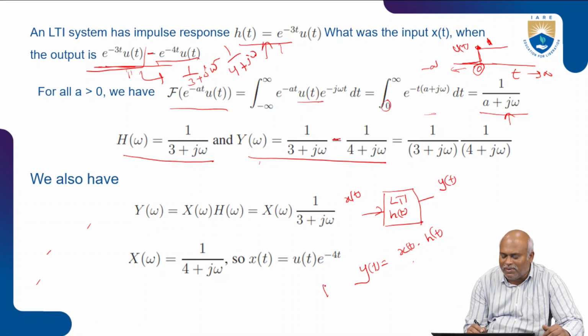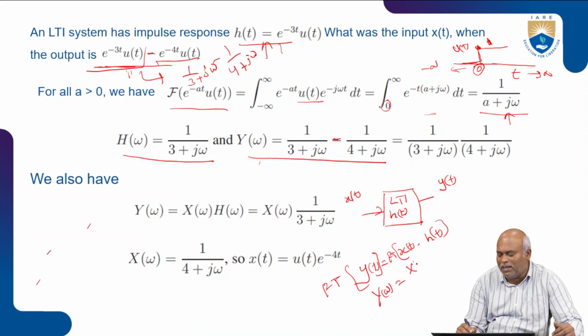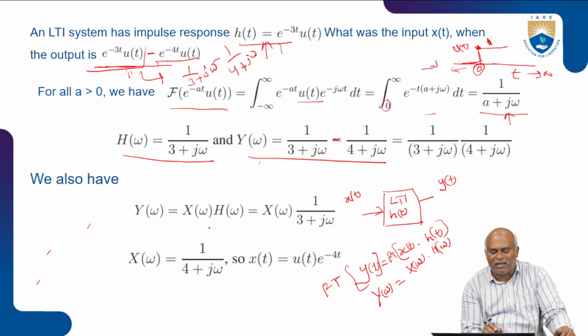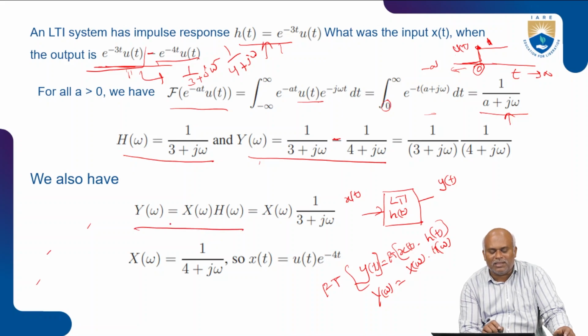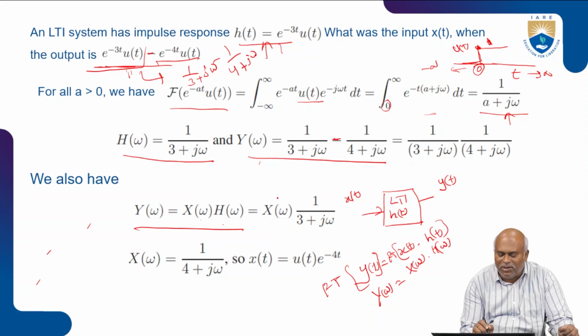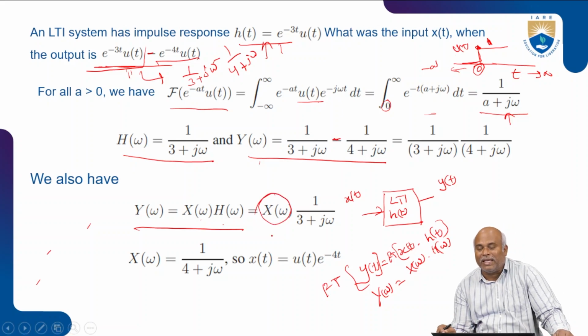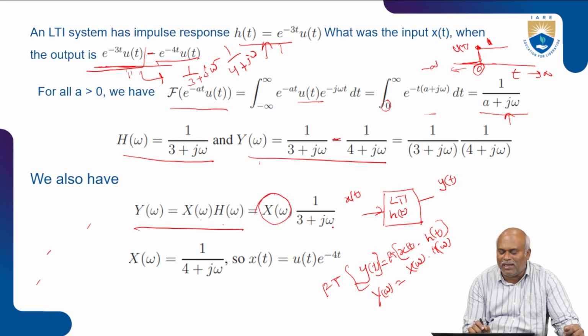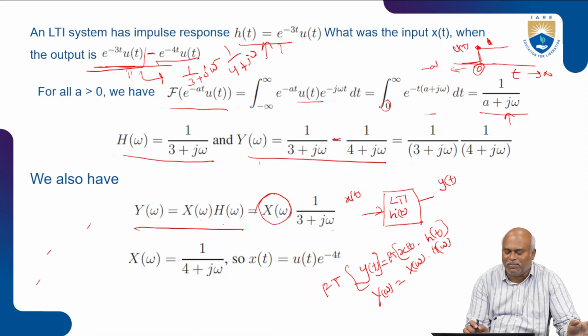To take the Fourier transform of this, on the left side and the right side, this is Y of omega, capital letter omega, equal to capital X of omega into H of omega. So Y of omega is equal to X of omega into H of omega. But in this case, we don't know X of omega. We know Y of omega and H of omega. We substitute for both.